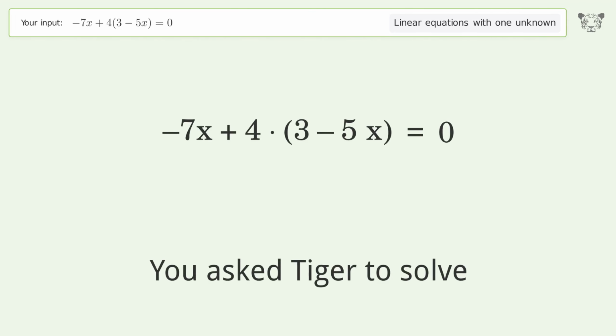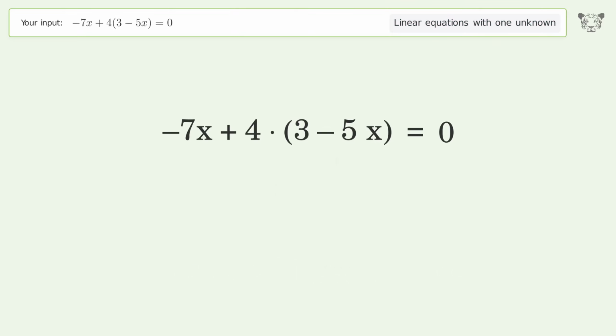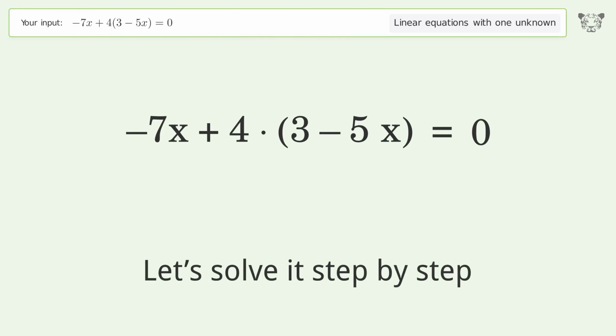You ask Tiger to solve. This deals with linear equations with one unknown. The final result is x equals 4 over 9. Let's solve it step by step.